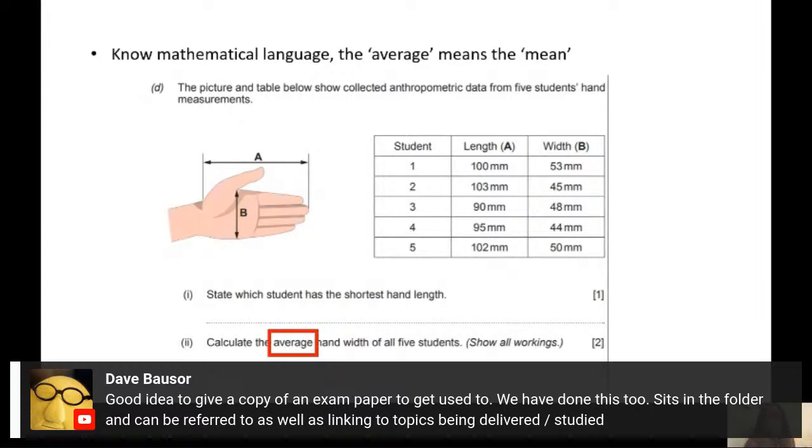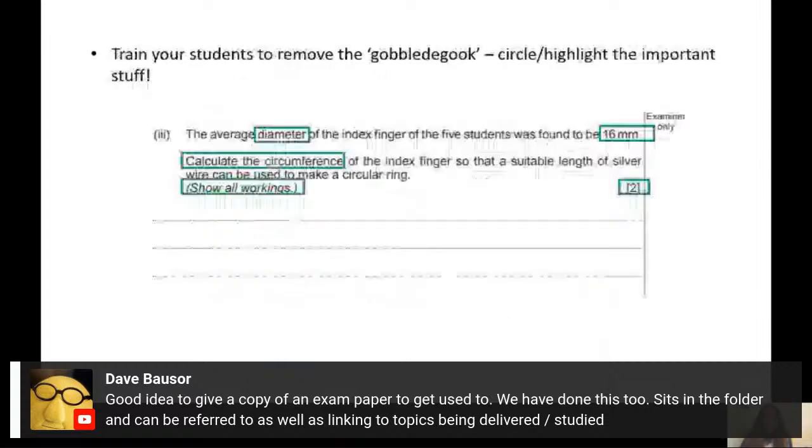And it's really important that we understand the mathematical language, and students understand the mathematical language in the design technology paper. So here's an example of a maths question, and I've just highlighted the average, and average means the mean. And sometimes this can throw students a little bit and trick them out, and they panic because if this was in a maths paper, it might be worded slightly differently as calculate the mean. So if students understand that average means the mean, they'll be able to work that out.